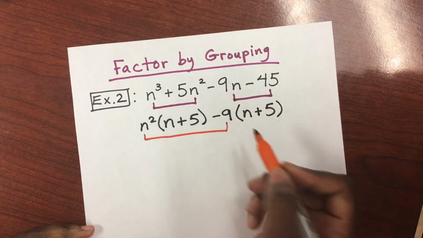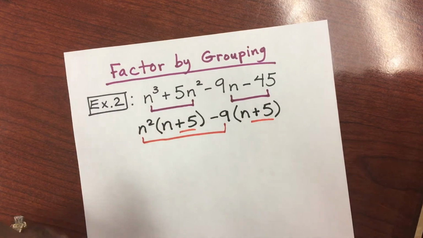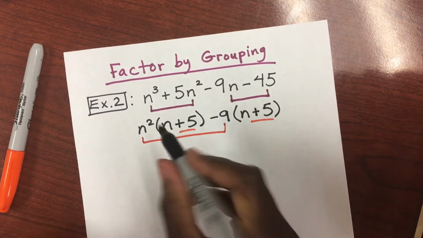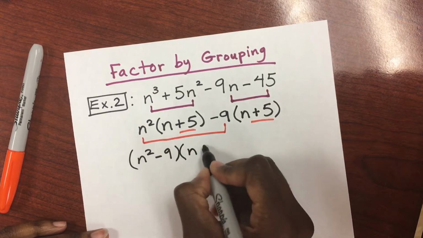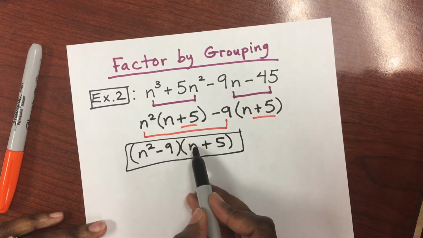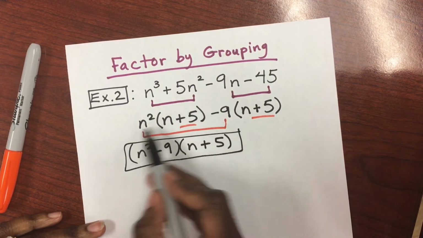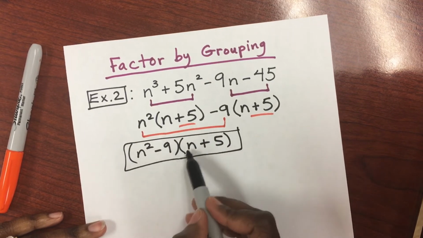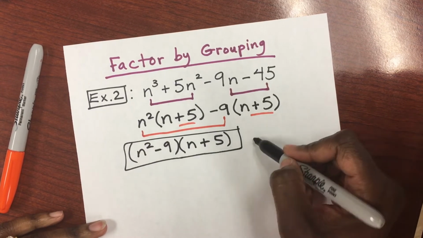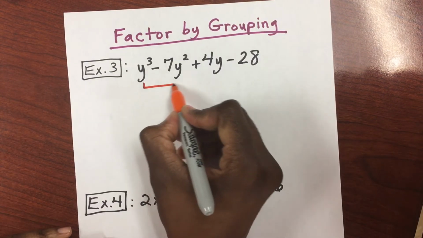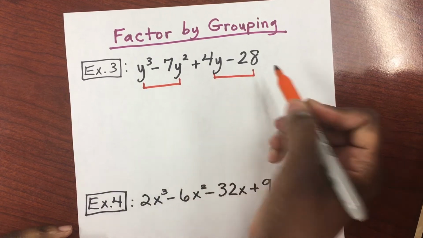We take these two out, and the two that are in common are going to multiply n squared minus 9 times n plus 5. N squared times n plus 5 is the first term here. Negative n times n plus 5 is the second term here. We just factored again by grouping. We're done.